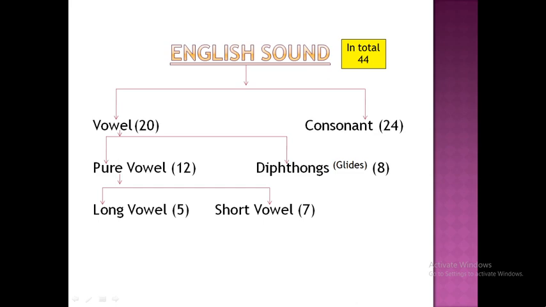So let's start with the first content here in this video, that is English sounds. In your schools, all of you were taught English letters. English letters means the English alphabet, A to Z. A, B, C, D, E, F, G, H, I, J, K, L, M, N, O, P, Q, R, S, T, U, V, W, X, Y, Z. These were all introduced to you in the schools.